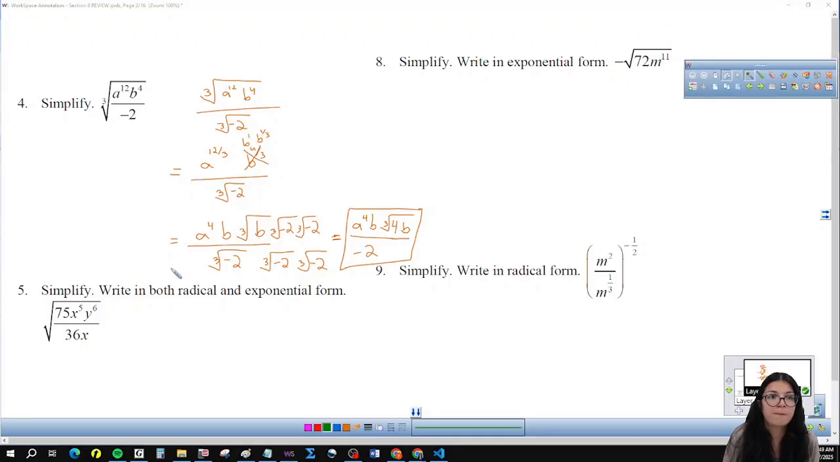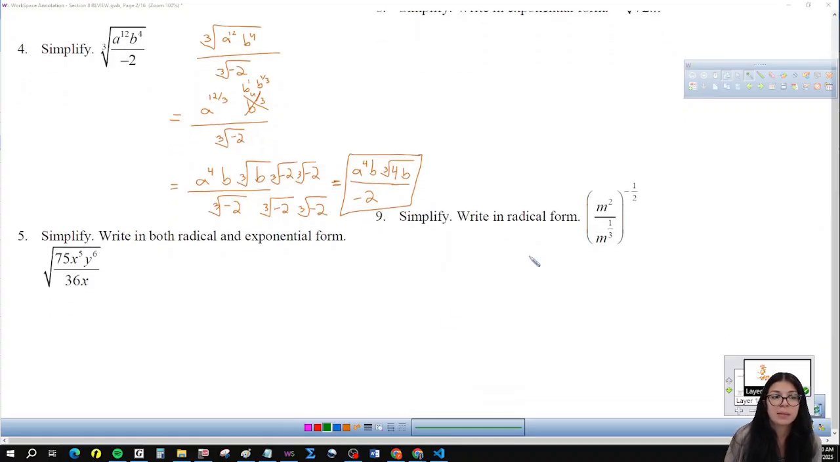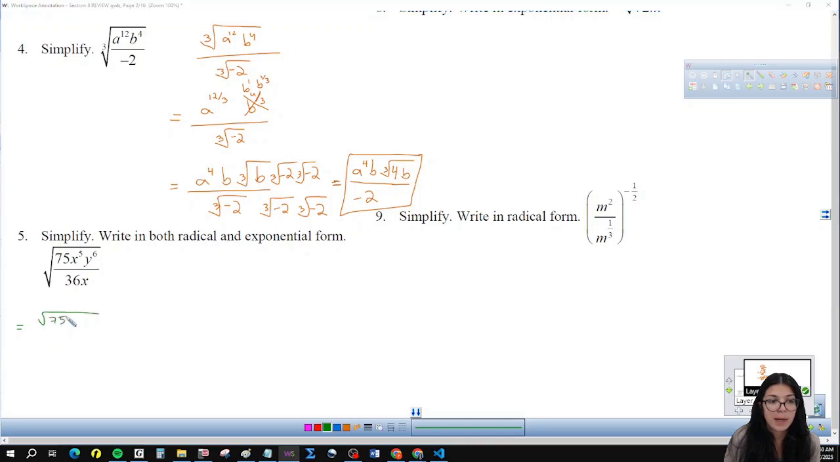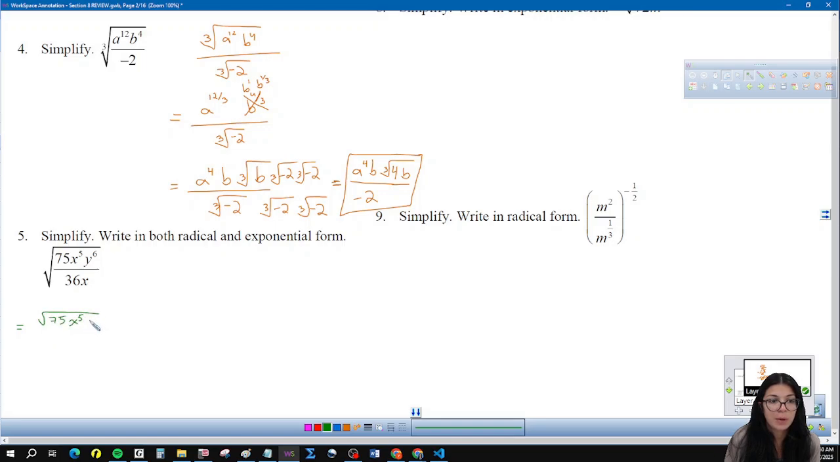All right, for number 5, we need to write this in both radical and exponential form. So for number 4, I wrote my final answer in radical form, but you can write it with a fraction exponent instead. So number 5 is asking us to do both. So first, again, I will start by distributing the radical to both the numerator and the denominator. So I'm going to go ahead and split up the square root of 75, x to the power of 5, y to the power of 6, and then do the same thing for the denominator. Split up square root of 36, and then x.